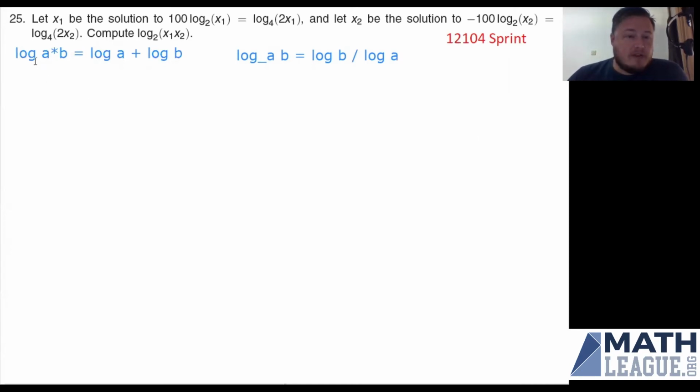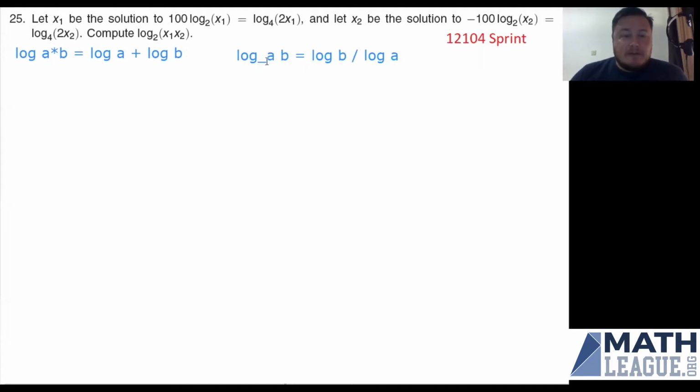First off, you'll notice that when I don't indicate a base for a log, that means it's true no matter what the base is, right? It doesn't matter whether this is log base 10 of a times b equals log base 10 of a plus log base 10 of b. It could be the natural log of a times b equals natural log of a plus natural log of b. So it works for any base.